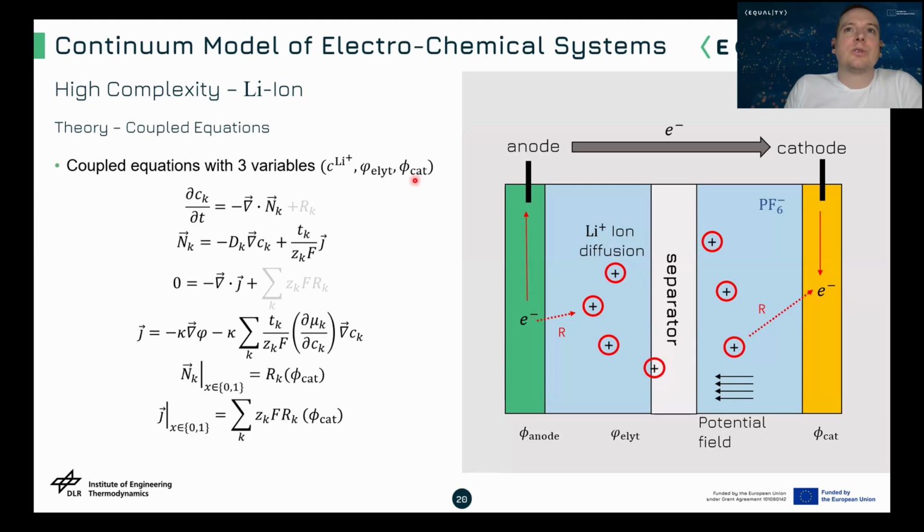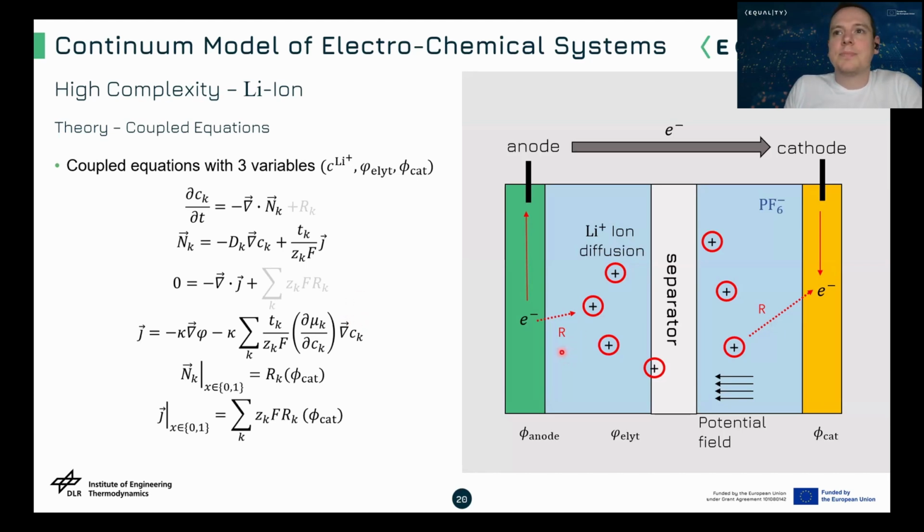In general, we would also have to model a second species of ions, which here would be PF6, a negatively charged ion that maintains the electroneutrality of the electrolyte. However, in this case, it's only a shadow variable that is not explicitly modeled, but we still have to account for its influence on the constants within the differential equations.